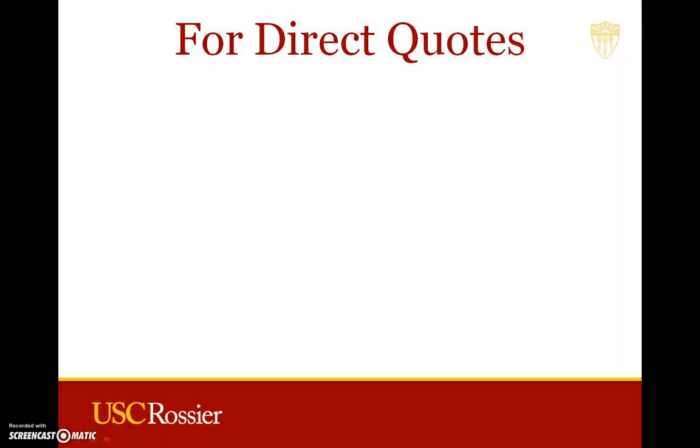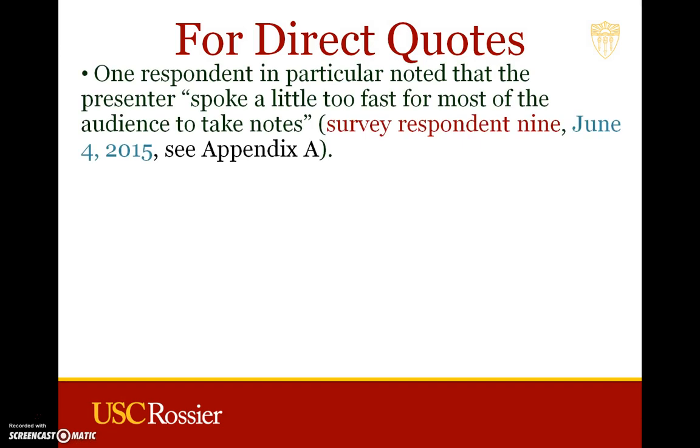So direct quotes are very similar, except if it's published material, you would include a page number for every direct quote. But you can see here, here's the direct quote, again with double quotation marks, and then most commonly, everything is given in parentheses at the end of the sentence. So the source of the quote, and then the date the quote was given.